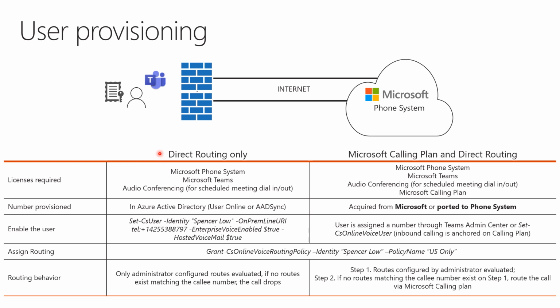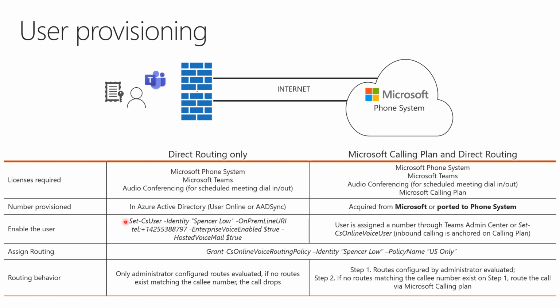So the first column here, again, make sure that we have the correct licenses applied to our user. Where do we provision the phone number? Well, when they're direct routing only, we'll provision this in Azure Active Directory. This will either be done online or you can do it through the on-premises environment with an Azure AD Sync if you like. That might come into play if we were dealing with migrations from Skype for Business Server, for example. But the number is provisioned through Azure Active Directory.